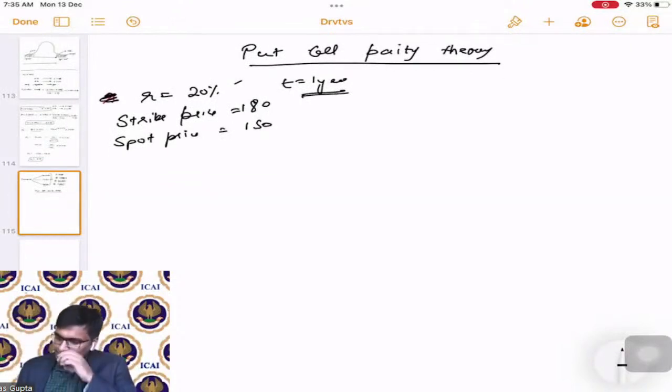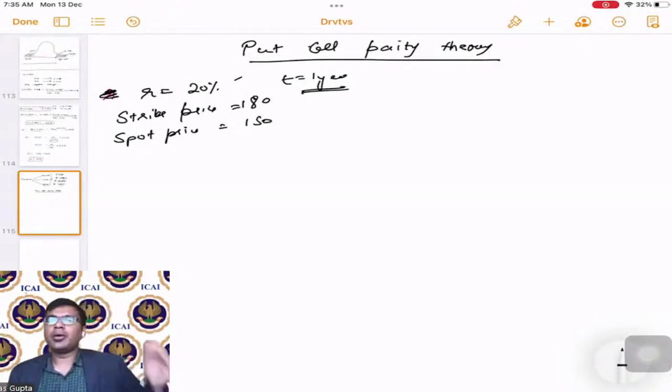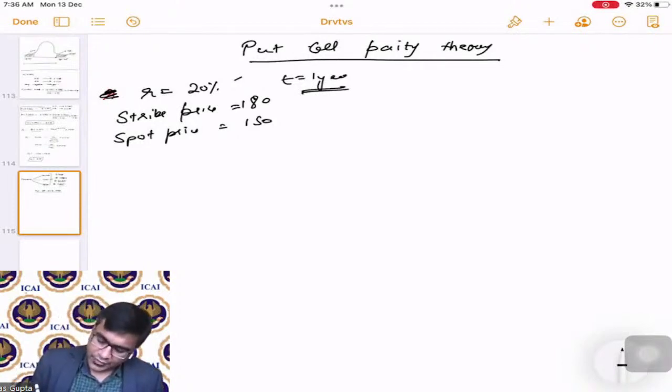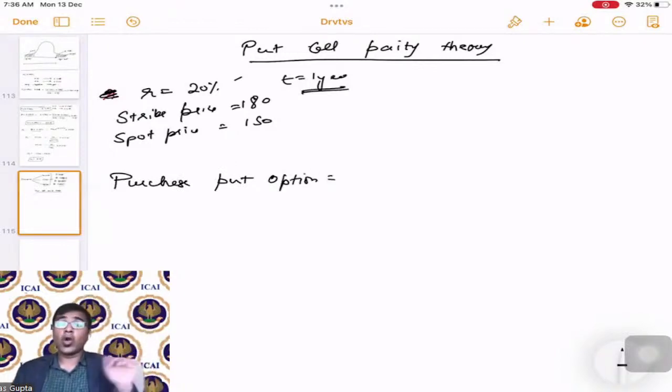Now we have to think about it from two angles, correct? One is purchasing a put option and one is purchasing a call option. That is what case number 1 and case number 3 were. So first of all, if we are going to purchase a put option, which is a long put option, that case that we have discussed.